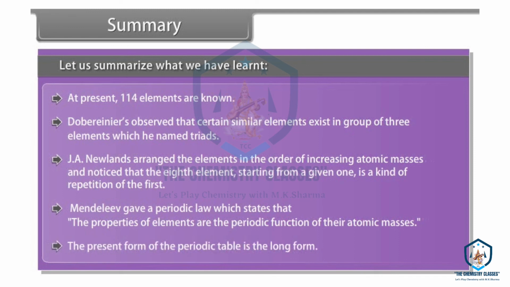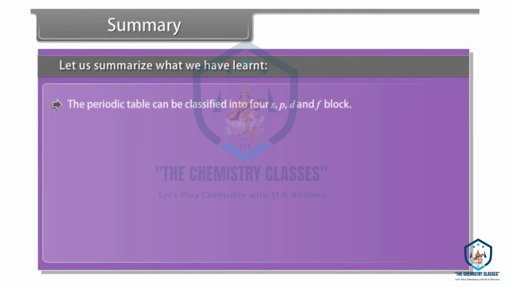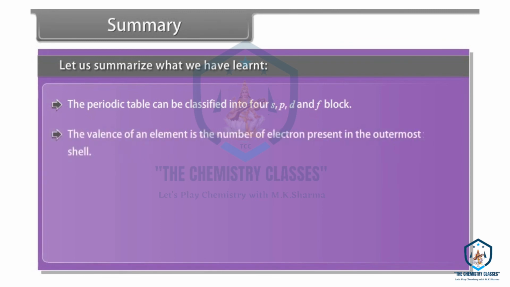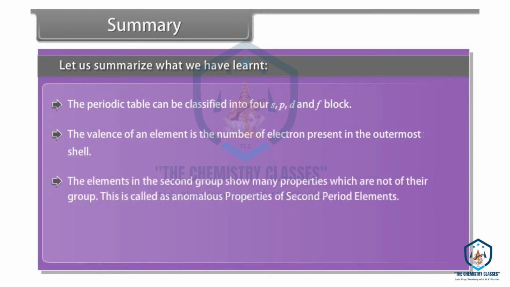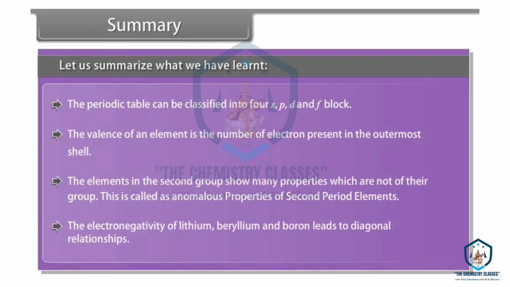The present form of the periodic table is the long form. The periodic table can be classified into 4 blocks, that is s, p, d and f block. The valency of an element is the number of electrons present in the outermost shell. The elements in the second period show many properties which are not found in their group. This is called the anomalous properties of second period elements. The electronegativity of lithium, beryllium and boron leads to diagonal relationships.